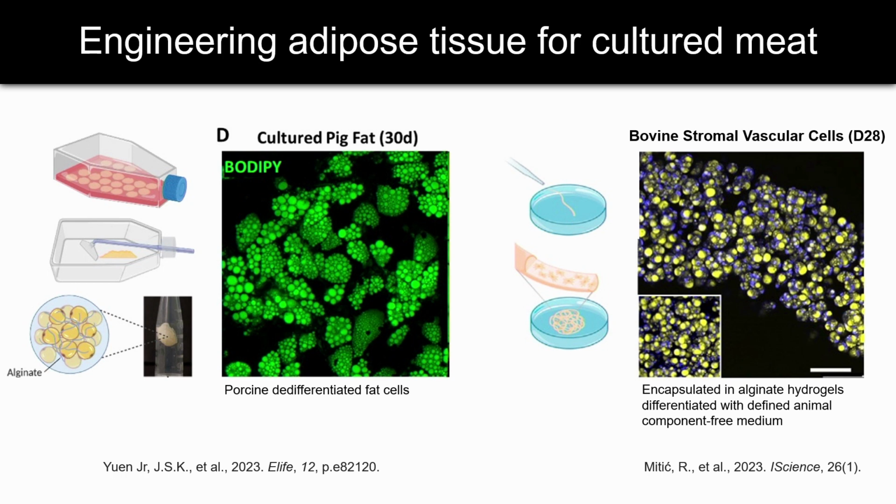I won't go over this example. We just heard beautifully from Johanna about this. But in this approach, I did want to highlight how they were able to engineer adipose tissue further in a serum-free environment, and that they also use alginate as a hydrogel scaffold to culture their cells, again, in the timescale of around 28 days.